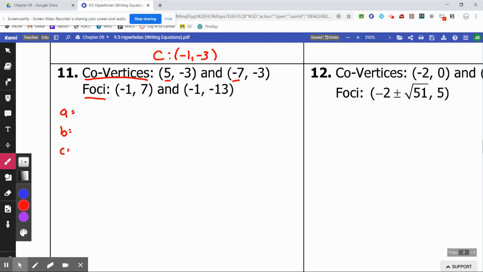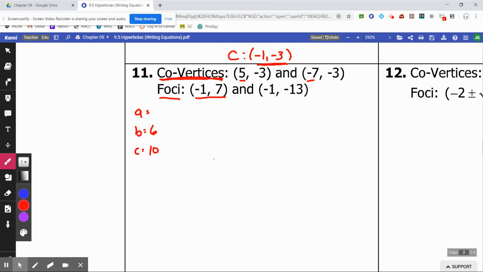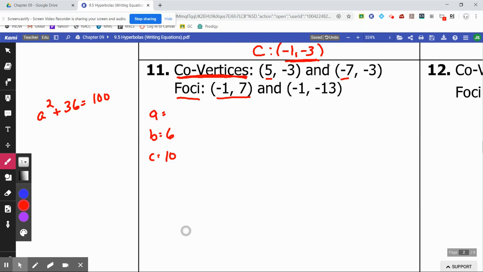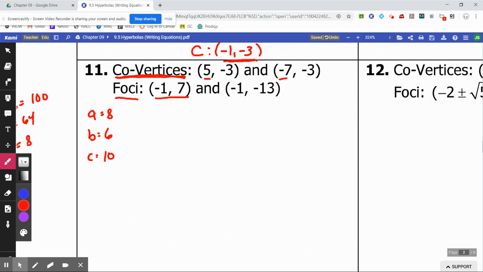We don't have a because we don't have the vertices, but we do have covertices, which give us b. The distance from the center to the covertices, which is 6, is your b value. The distance from the center to the foci is going to be your c value, which in this case will be 10. Come over to the side, a squared plus b squared is equal to c squared. Subtract 36, gives you a squared is 64, so a must be 8. There you go.